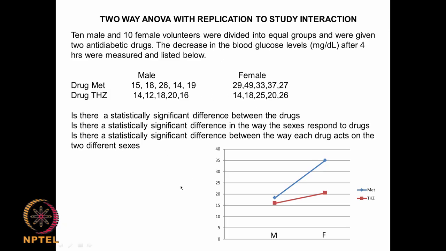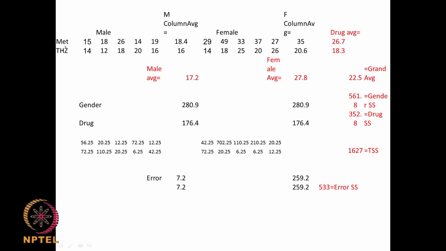Let us go back to our usual ANOVA table and look at the problem. So, we write down the male data for metformin, male data for THZ, and then the female data for metformin and for THZ. If I take the entire male average, 15, 18, 26, 14, 19, the whole lot, I will get 17.2. That means irrespective of whether it is metformin or THZ, 10 data points. Similarly, if I take all the 10 female data points, I will get the female average 27.8.